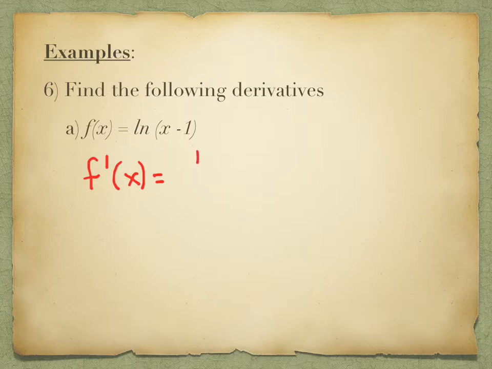Yeah, it's 1 over whatever is inside of the log, x minus 1. And in this case, we're done because what's the derivative of x minus 1? It's just 1, right? It's a linear function, and I don't think I even wrote the linear function rule up here, but you guys know it, right? It's just the actual number in front of x, so it's 1. So this is actually finished.